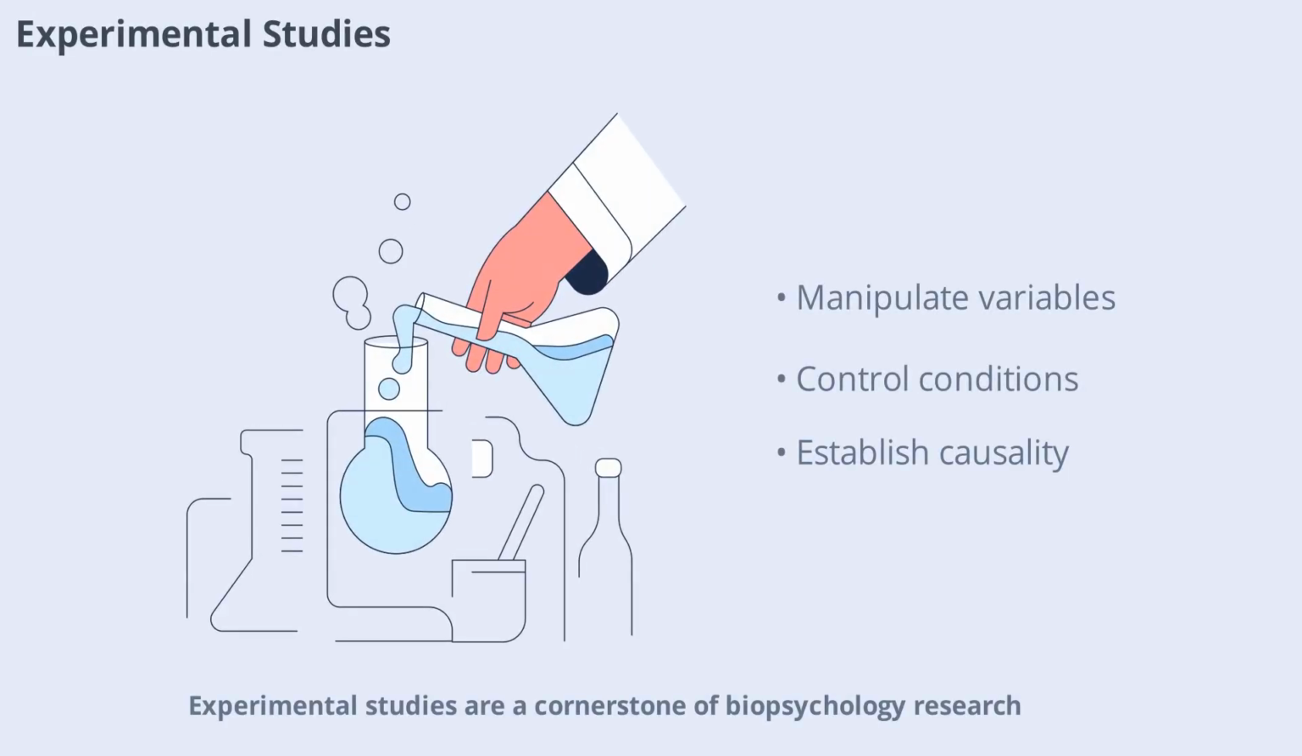Experimental studies are a cornerstone of biopsychology research. In these studies, researchers manipulate one or more variables to observe the effects on behavior or brain function. For example, scientists might administer a drug to see how it affects memory or mood. By controlling variables and using random assignment, experimental studies can establish cause and effect relationships.